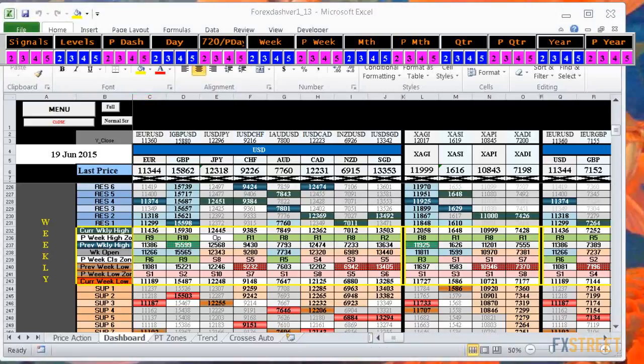Okay, the next one is, if it breaks, it could be a strong rally. That's what we believe. We believe that this is going to be a strong rally. Of course, the fundamental news is preventing it, so we have to wait for the Greece news to be out. Then we would know. If the Greece news is favorable to the euro, then definitely you can expect a strong rally.